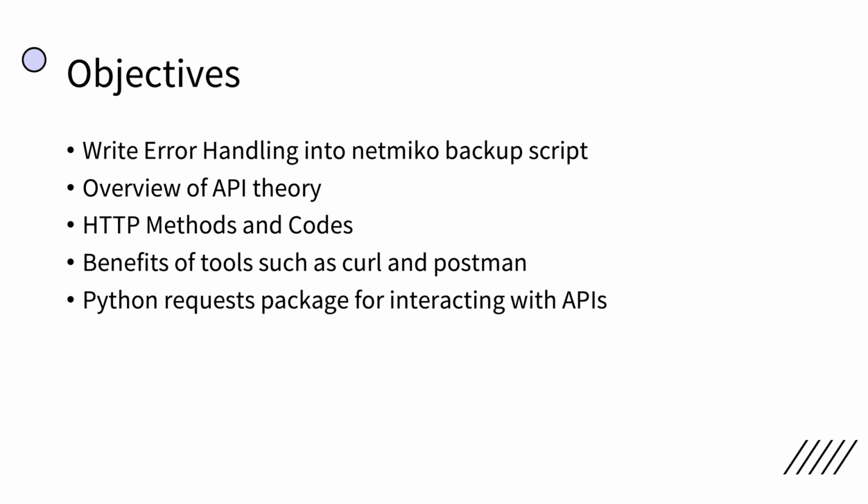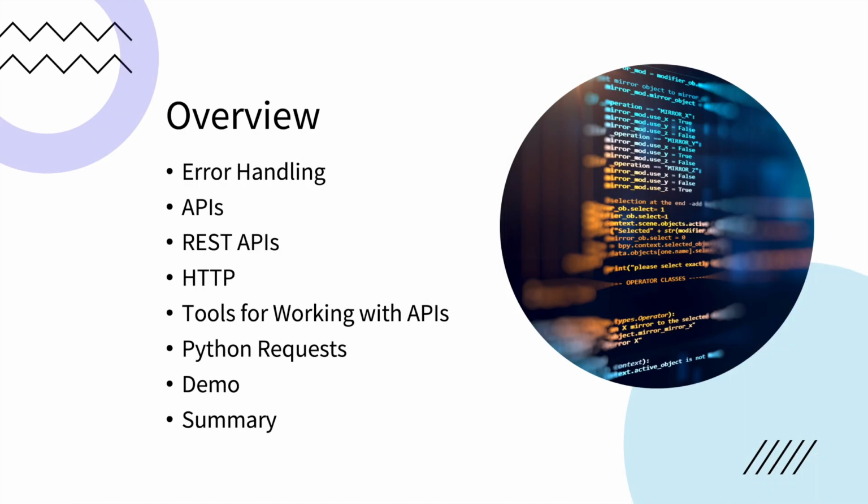I want to cover the benefits of tools such as curl and Postman, which are tools that are used to test APIs. So we can run tests against the API, see what example outputs are going to look like, make sure that they're working correctly before we finally move into production and run it in a production environment. We're going to be covering the Python requests package, and that is going to be the package that we use for interacting with APIs.